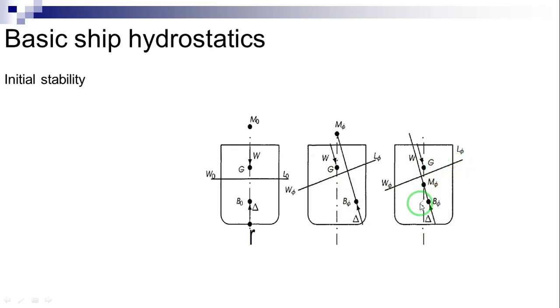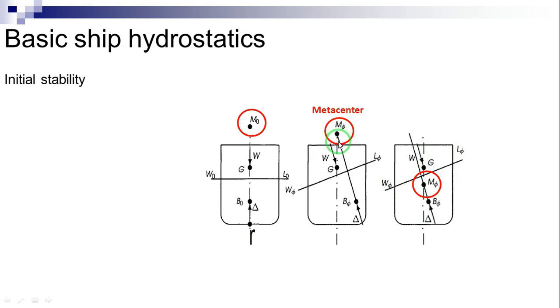In this situation, the moment of the two forces W and Δ heels the ship further towards starboard. We say that the ship is unstable. The difference between the situations in these figures can be described elegantly by the concept of metacenter.